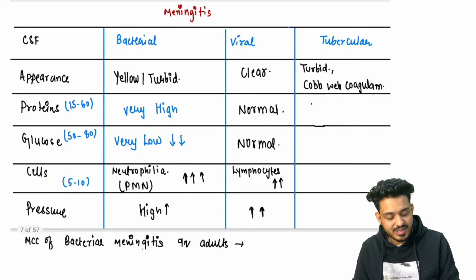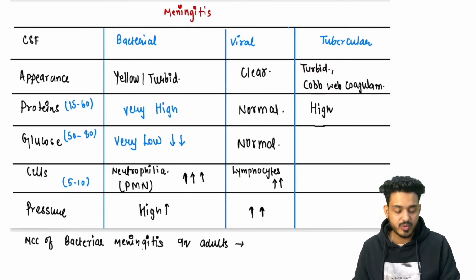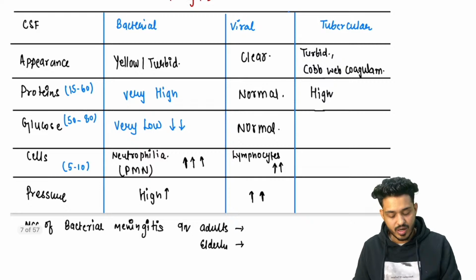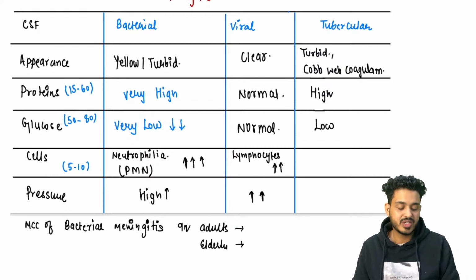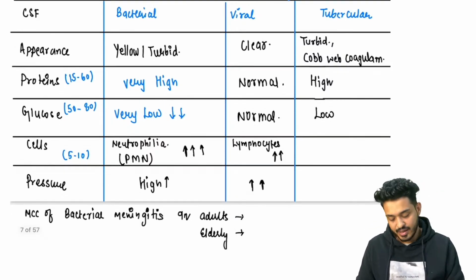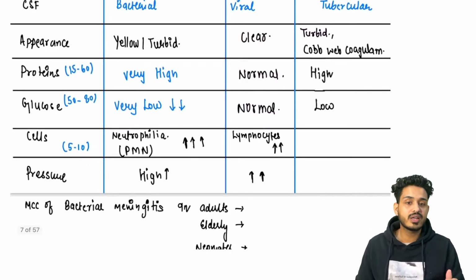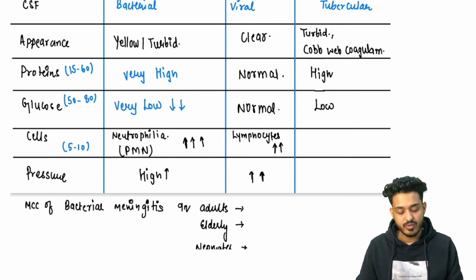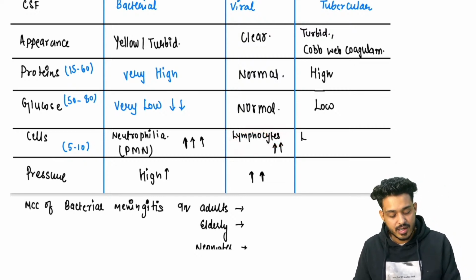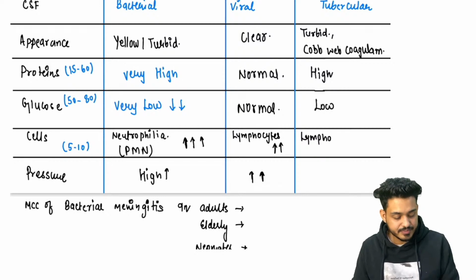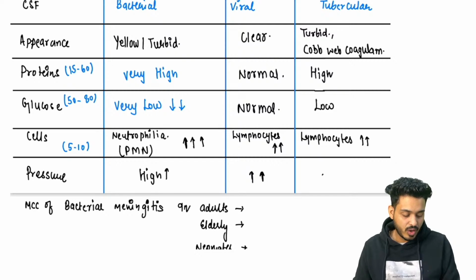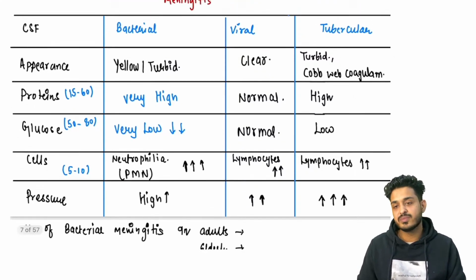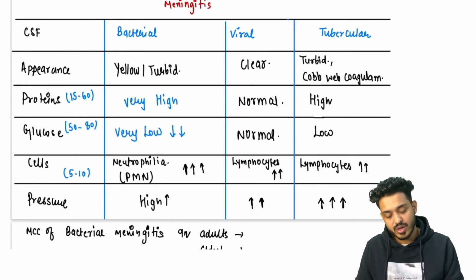What about proteins? Sir, proteins will be very high, right? What about the glucose? Sir, glucose will be low because it is also a bacterial infection, right? What about the cells? It is a chronic infection. Remember, TB is a chronic infection, and in chronic infection, what will happen? You will have an increase in the levels of lymphocytes. So lymphocytes will be increased, and you will also have what? High opening pressure will be there, right? So this is going to be the picture for tubercular meningitis.